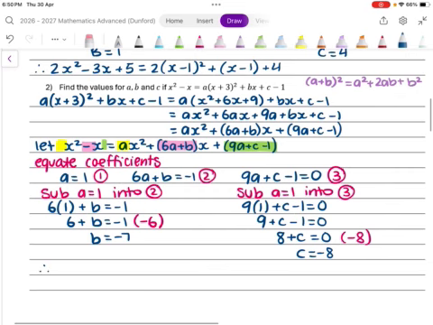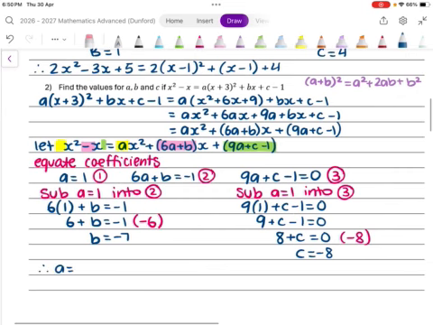This therefore means that A equals 1, B equals -7, and C equals -8. And for this question, we were just asked to find the values for A, B, and C. So we want to make sure that we've stated those values at the end, and that's how we can answer our question.